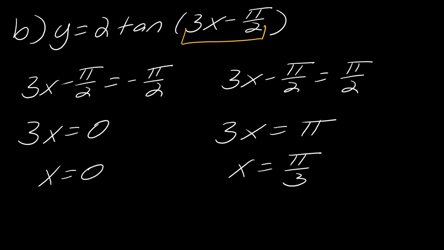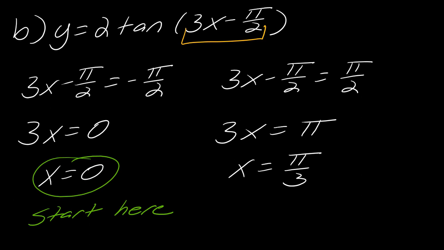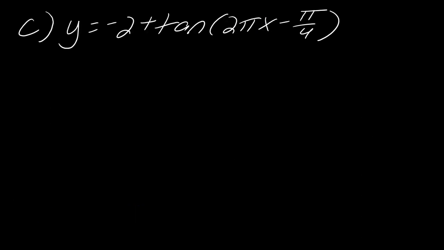And then I can divide both sides by 3 to get x equals 0 and x equals pi over 3. And then we want to note here, this is where I would start my table. So we're just keeping note of that, because once I start graphing, you're going to totally know what to do. Okay, two more examples, and then I think we've got it.